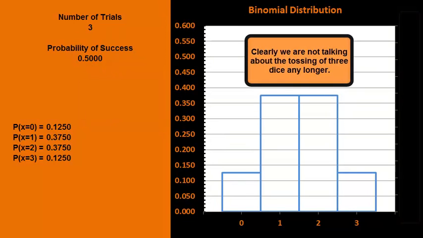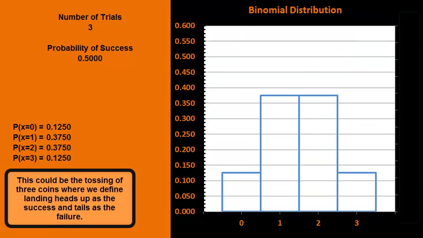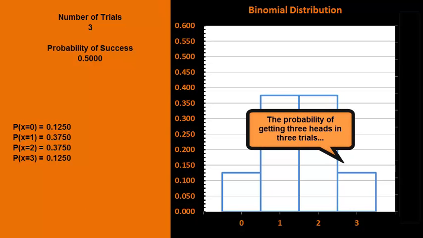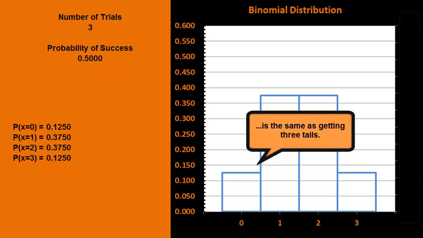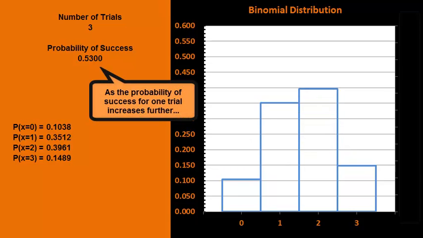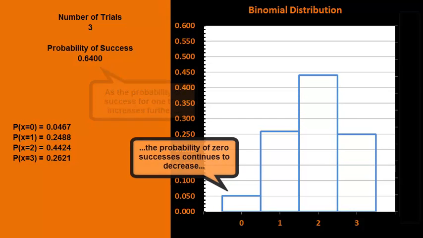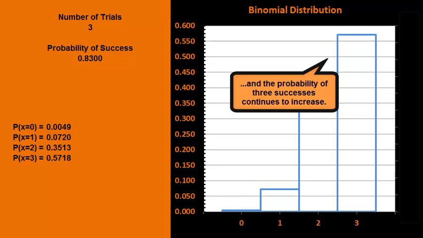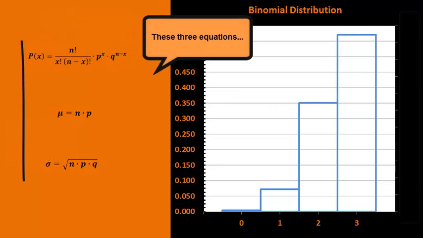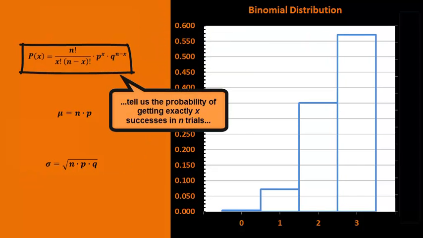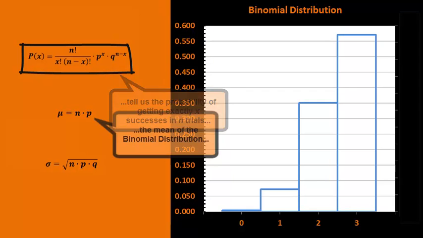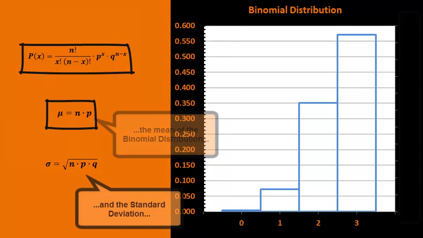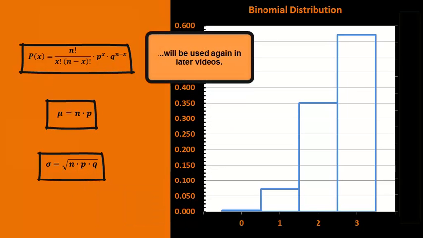Clearly, we are not talking about the tossing of 3 dice any longer. This could be the tossing of 3 coins where we define landing heads up as a success and tails as a failure. The probability of getting 3 heads in 3 trials is the same as getting 3 tails. As the probability of success for one trial increases further, the probability of 0 successes continues to decrease, and the probability of 3 successes continues to increase. These 3 equations tell us the probability of getting exactly x successes in n trials, the mean of the binomial distribution, and the standard deviation, and will be used again in later videos.